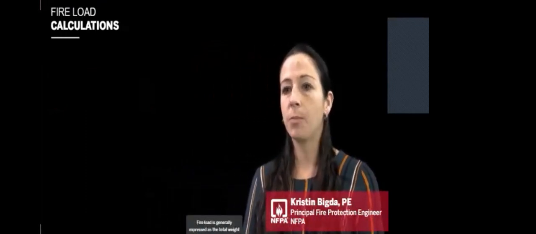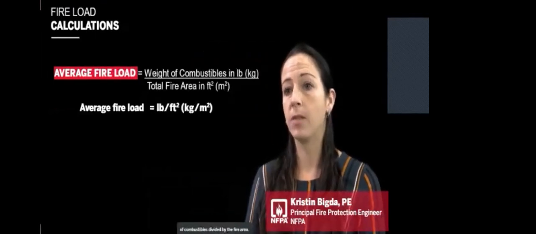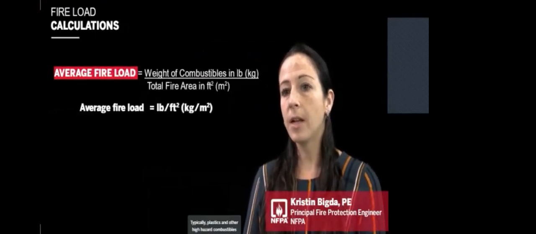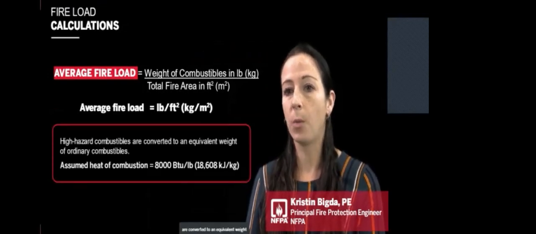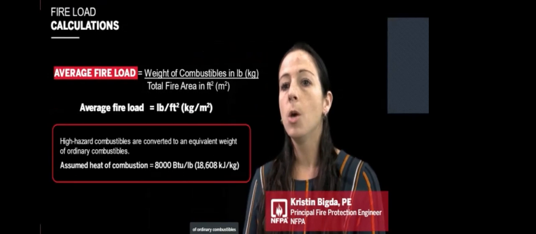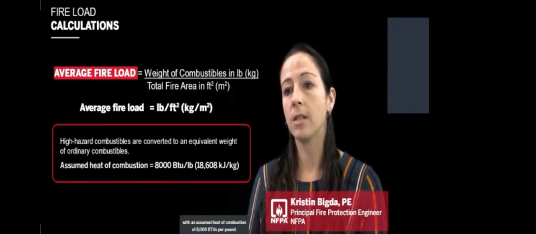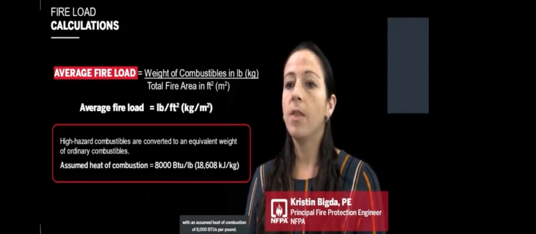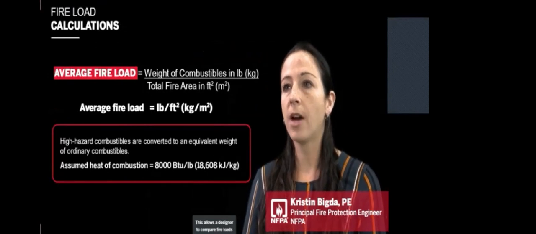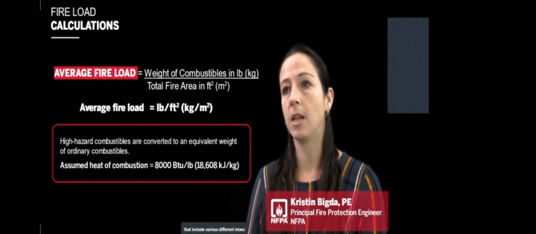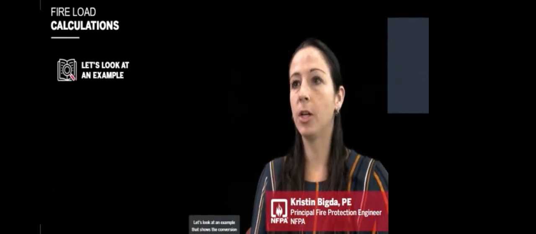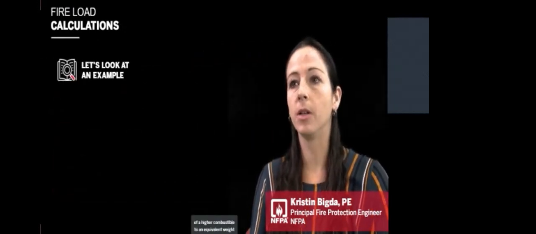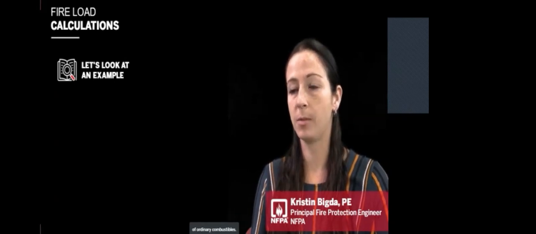Fire load is generally expressed as the total weight of combustibles divided by the fire area. Typically, plastics and other high-hazard combustibles are converted to an equivalent weight of ordinary combustibles, with an assumed heat of combustion of 8,000 BTUs per pound. This allows a designer to compare fire loads that include various different mixes of combustible materials. Let's look at an example that shows the conversion of a higher-hazard combustible to an equivalent weight of ordinary combustibles.